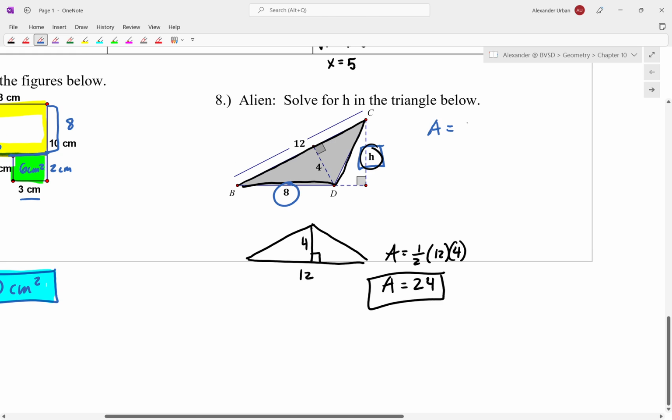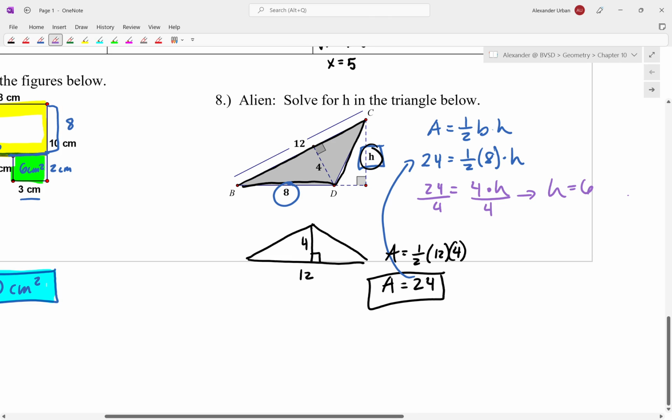But if I already know my formula, 1/2 base times height, and I already know my area, it's 24, so 24 is equal to 1/2 of my base, which is 8, times my height, which is h. I don't know what h is. I just multiply it out, so 24 is equal to 4 times h. So I solve for h by dividing by 4. In this case, h is 6. And so we can verify it. 8 times 6 is 48. You cut it in half, and it's 24. So your height is 6.